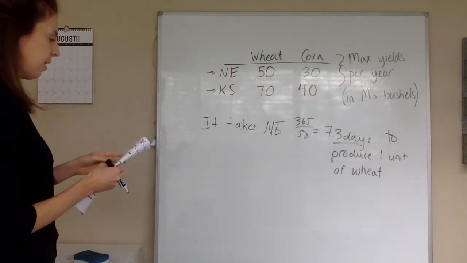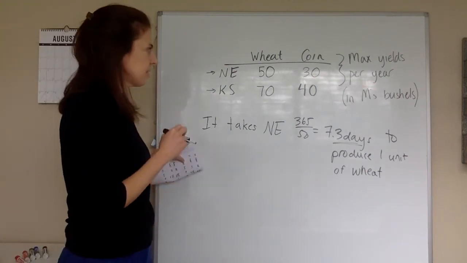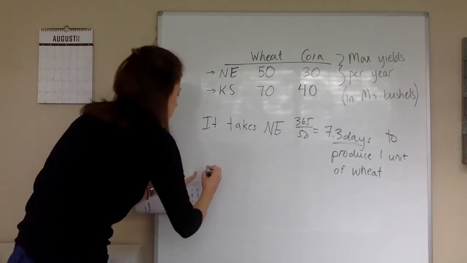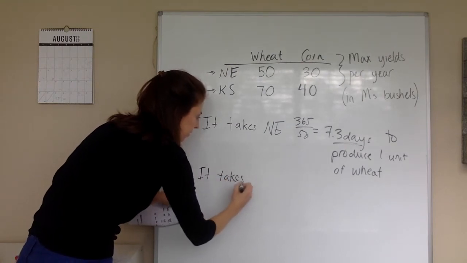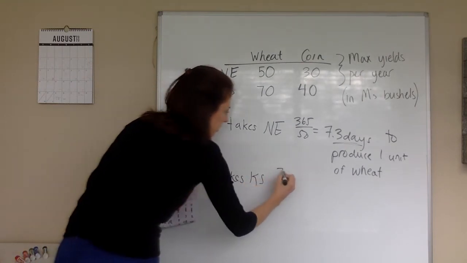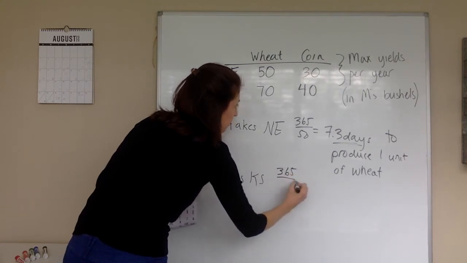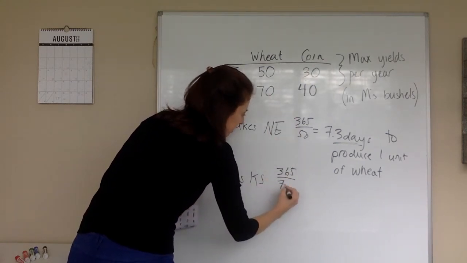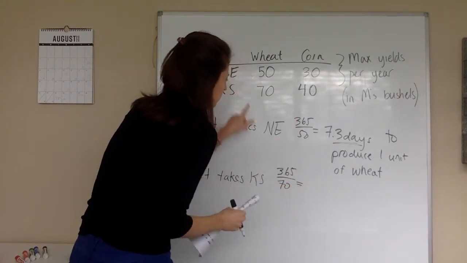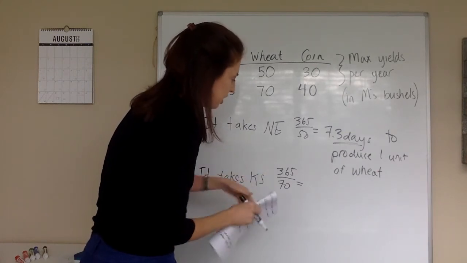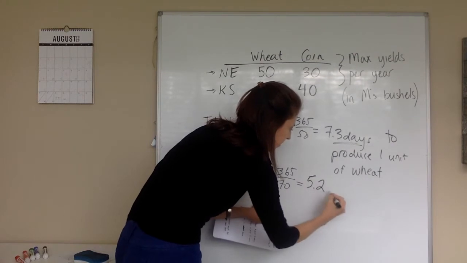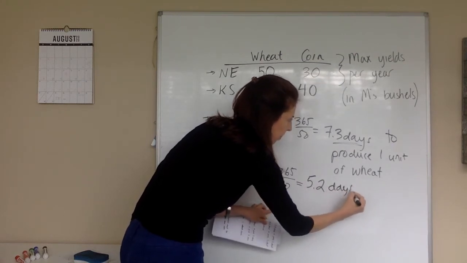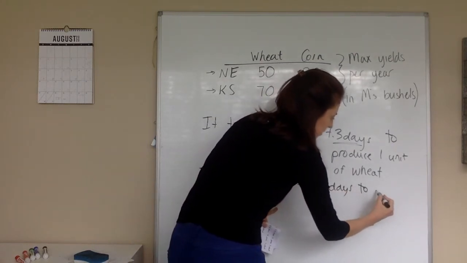Okay, what about Kansas? How many days does it take Kansas to produce 1 unit of wheat? It takes Kansas 365 days divided by 70 units, which is equivalent to 5.2 days to produce 1 unit of wheat.